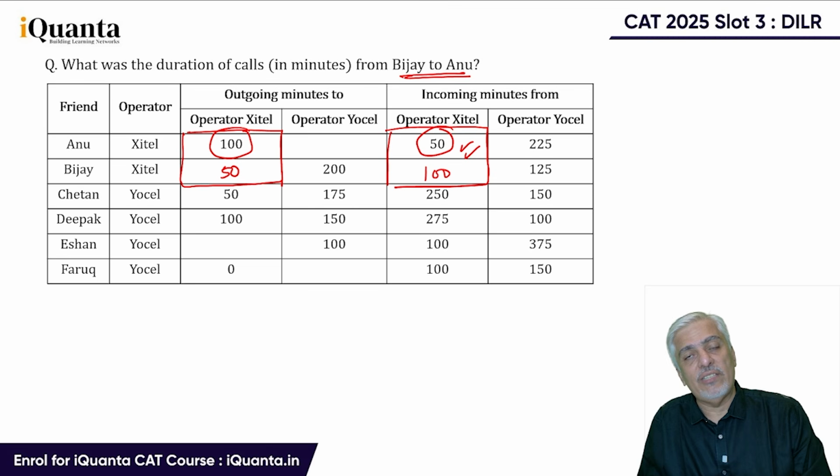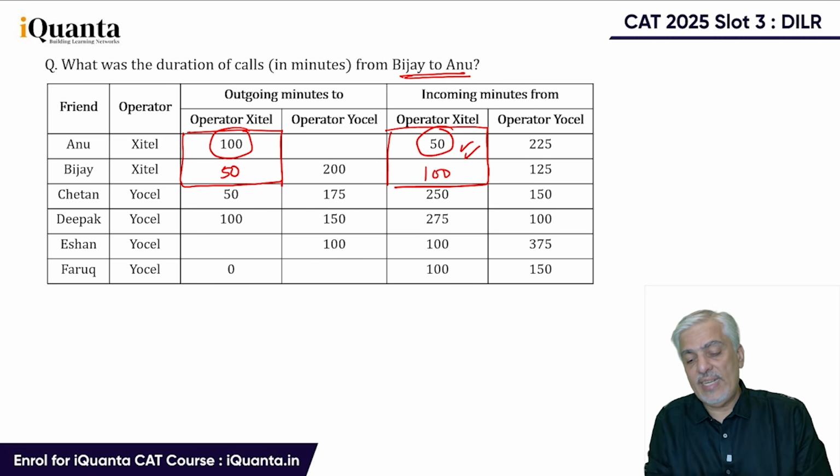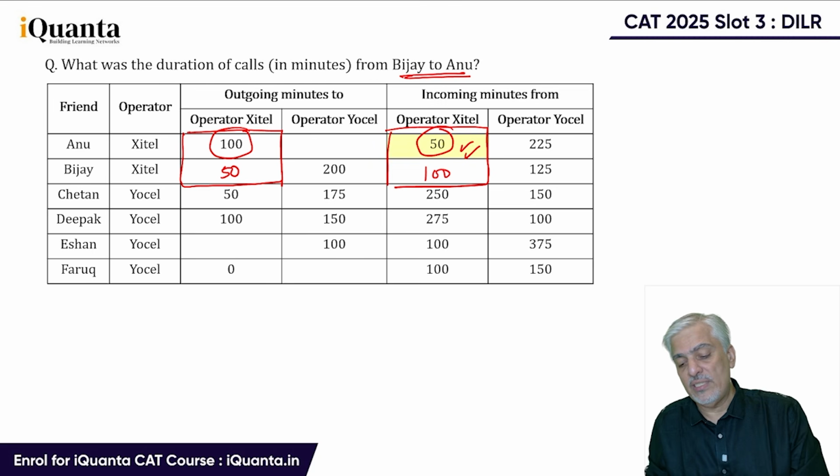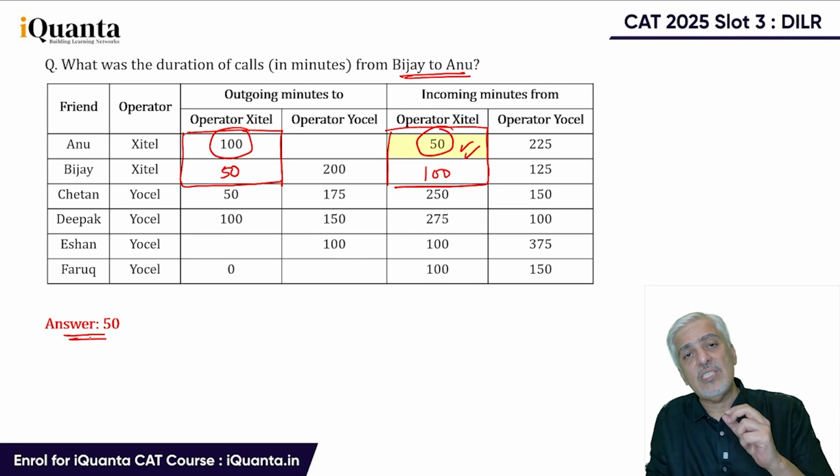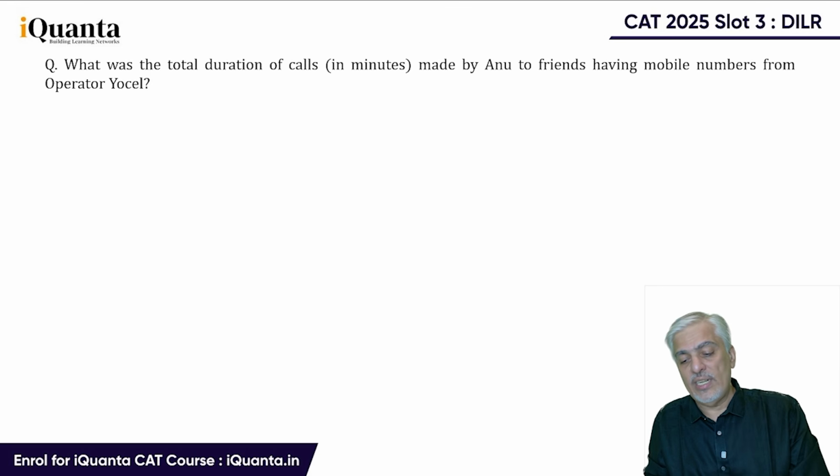B can't call himself. B will call A or nobody else with operator X, and hence the answer for this question will be 50 minutes. Straightforward question, very, very simple. If you just understood the logic of the set, this was an easy question. Let's look at the next one.